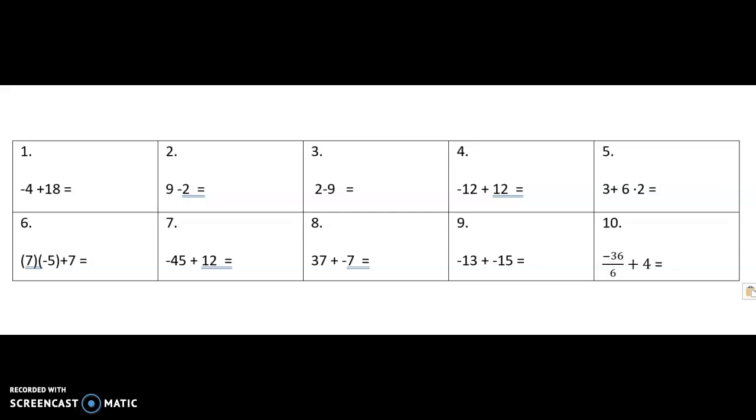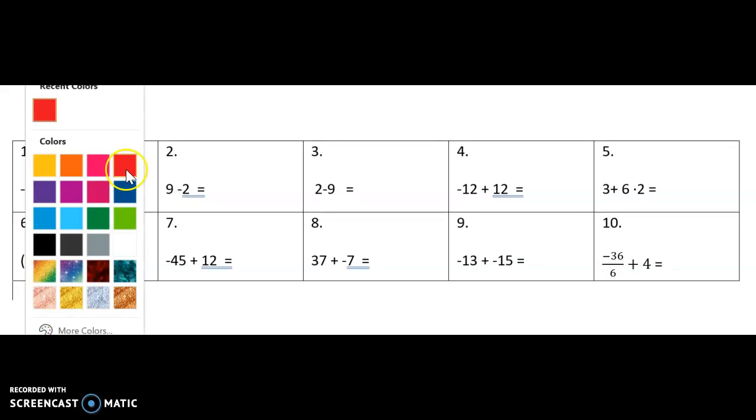This is the second skill builder in 1-2 order of operations and equations. Again, still working with integer operations. Number 1 is -4 plus 18. Unlike sign subtract, I get 14.